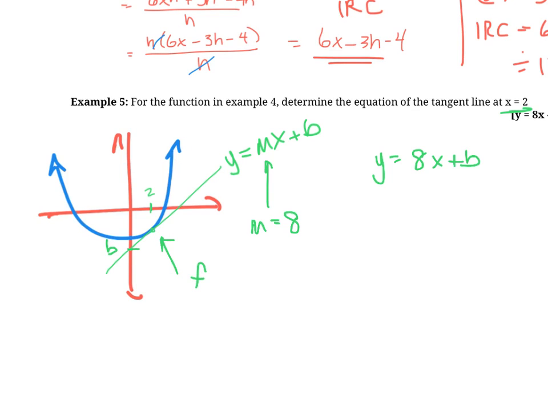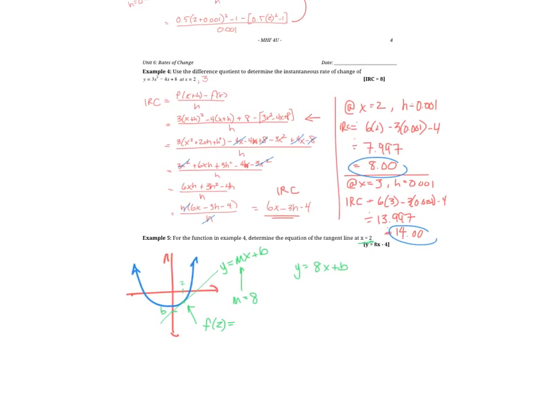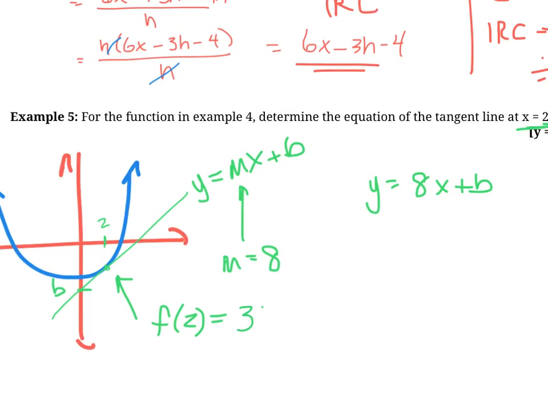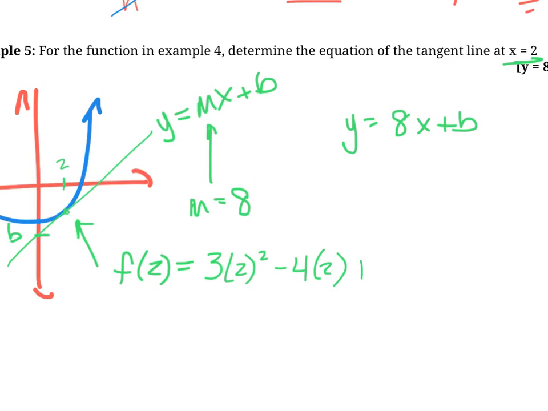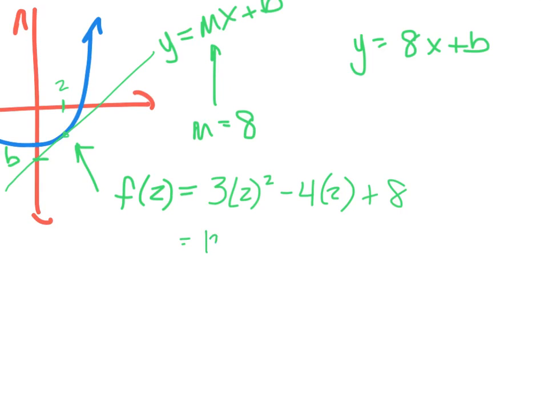So what is our function at 2? We can just plug that into our original equation, 3x squared minus 4x, so 3 times 2 squared minus 4 times 2, what was the third part? Plus 8. So that equals 12. So that tells us this point on the line is going to be (2, 12). Right? Obviously, I didn't draw it to scale because that's a positive value, but it doesn't matter. So (2, 12) is on the line.